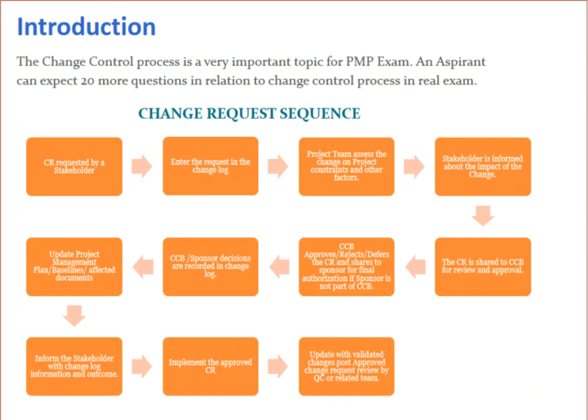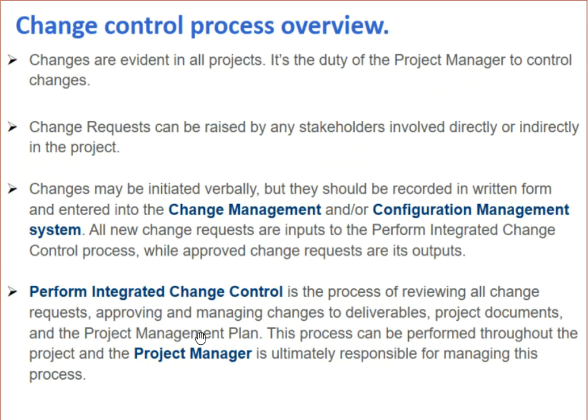Then update the project management plan or baselines or affected documents. So if it is approved, and this CR is implemented, then whatever changes are going to happen should be updated in all these documents. Then inform the stakeholder with change log information and outcome. Then implement the approved change request. Then update with validated changes, post-approved change request reviewed by quality control or lead team. So this is pretty much about the change request sequence.